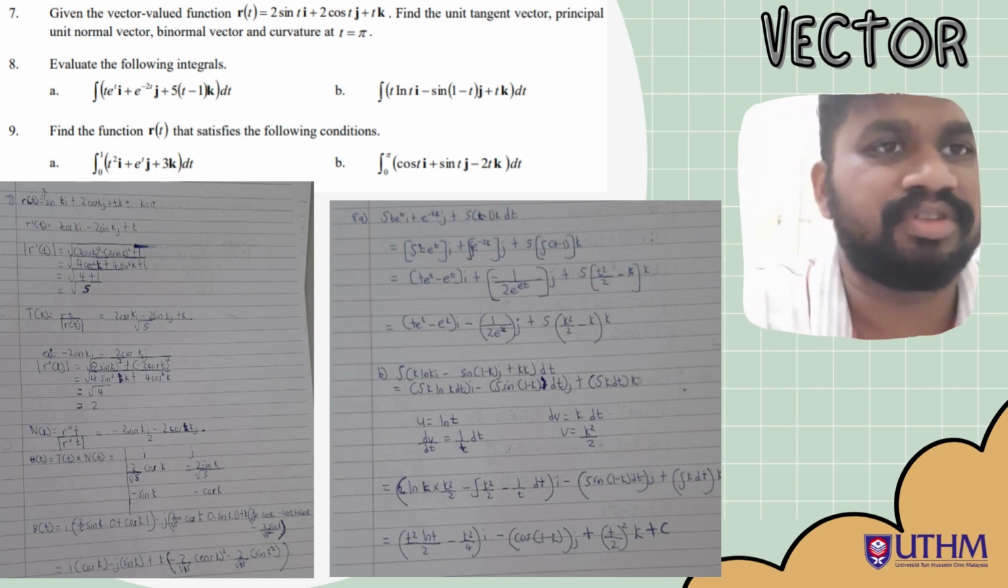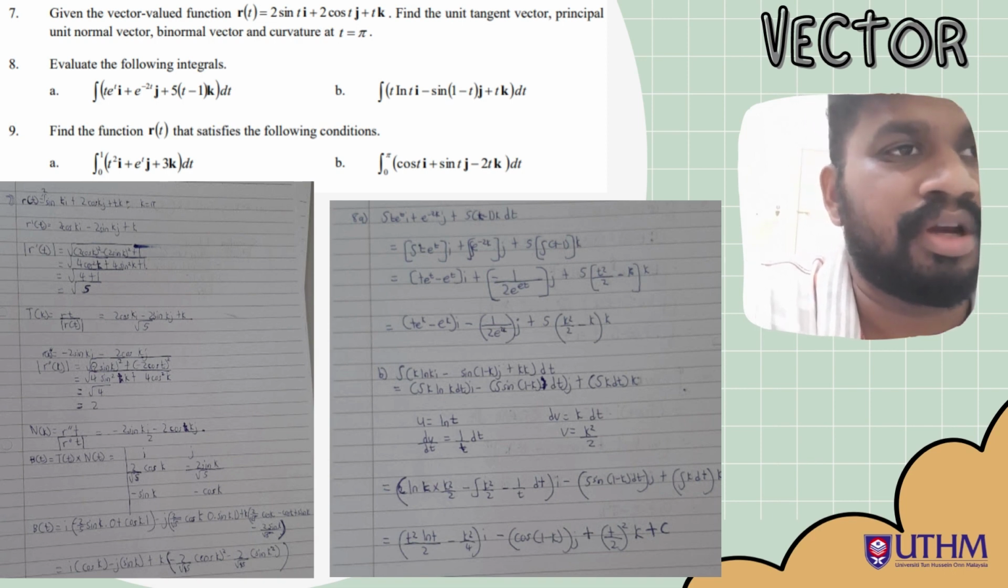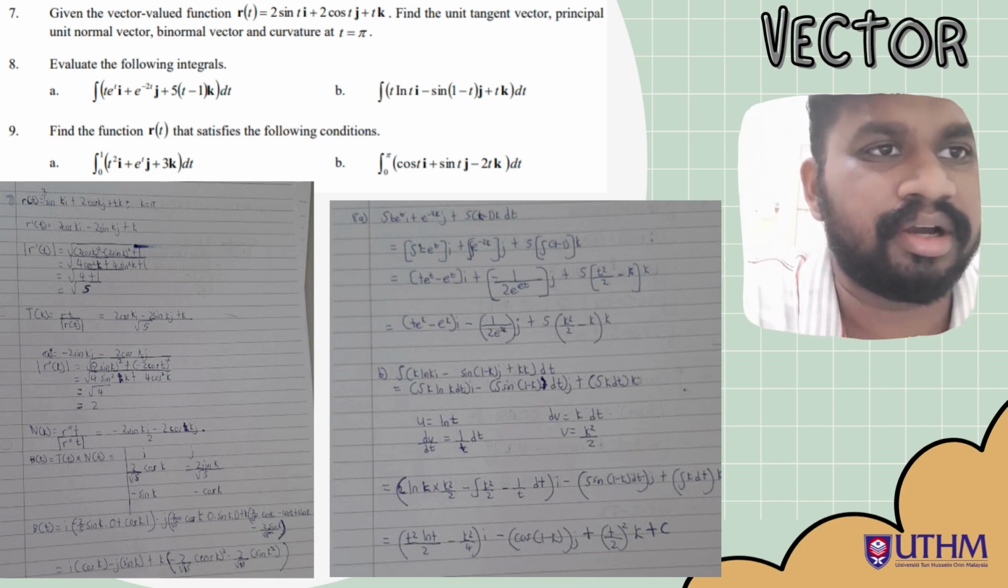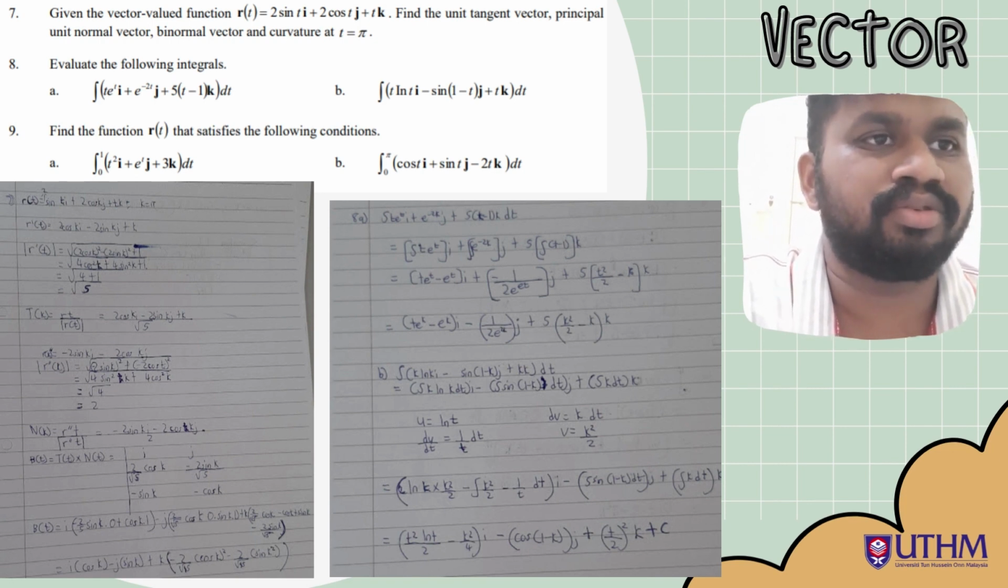This is the solution. First of all, you have to write this equation. Rt equals 2 sin t i plus 2 sin t cos t j plus tk. So k equals 1t. With that, just write r prime t as 2 cos t i minus 2 sin t j plus k.